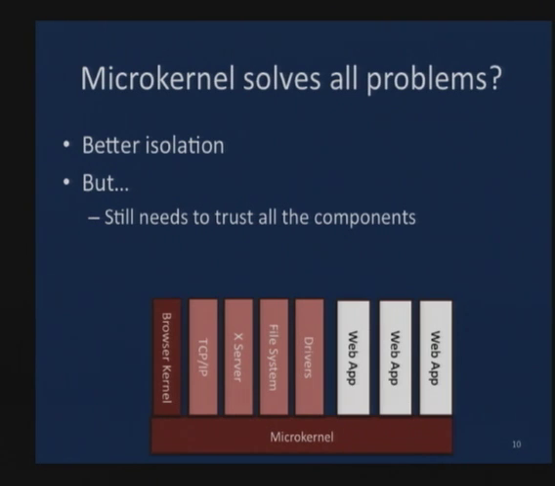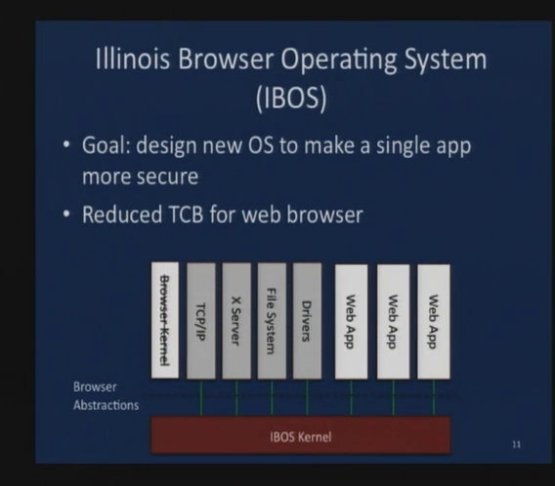So what we've done is we've built a new operating system and we focused on trying to make this one application, the web browser, more secure. And essentially what we've done is made browser abstractions first-class OS abstractions, and I'll talk about that a lot later today. We've lifted all these components up and have software for monitoring the interactions between them. And so with this in place, we can have very high assurance that even if these components get broken into, we can still browse the web safely.